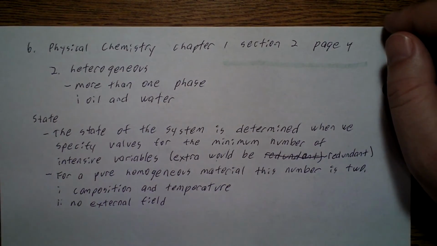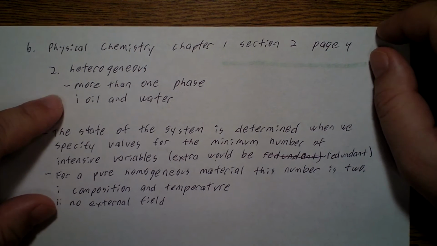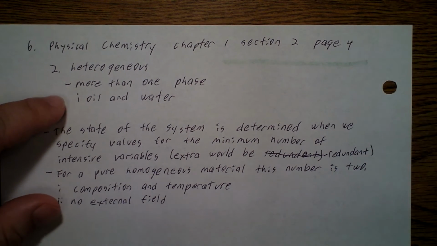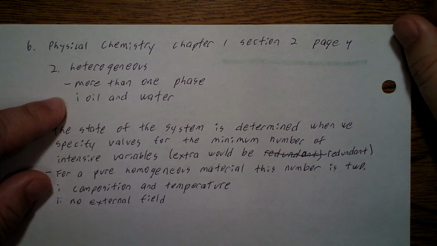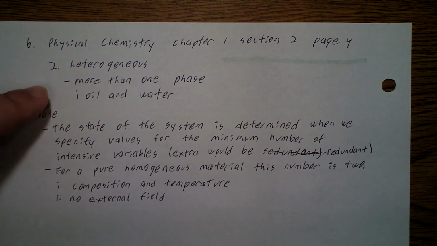Now for comparison, you can have a heterogeneous system, which usually means more than one phase. For example, in chemistry, you might know that oil will float on water. That's because oil has a different density than water.